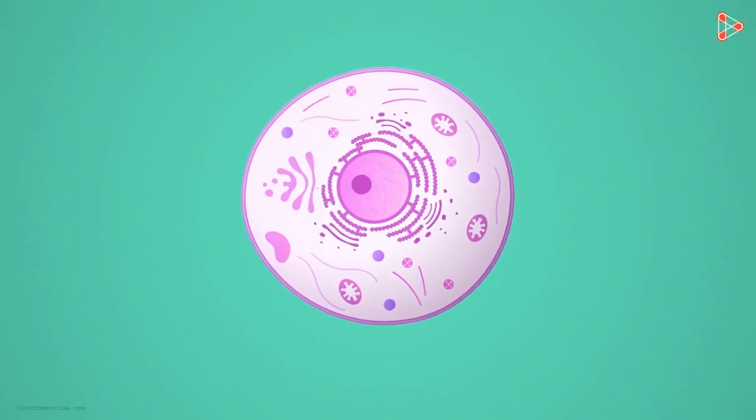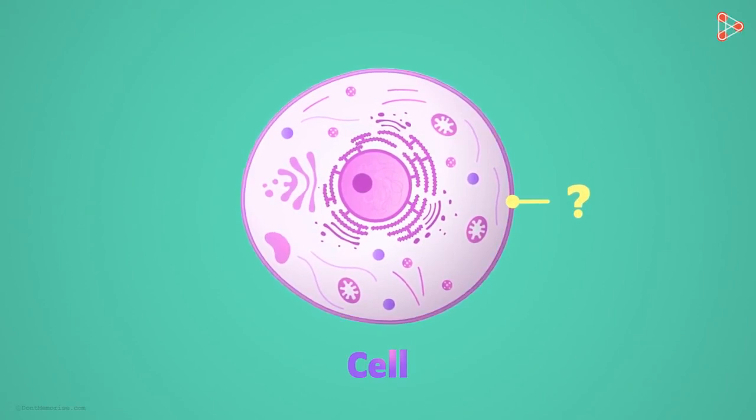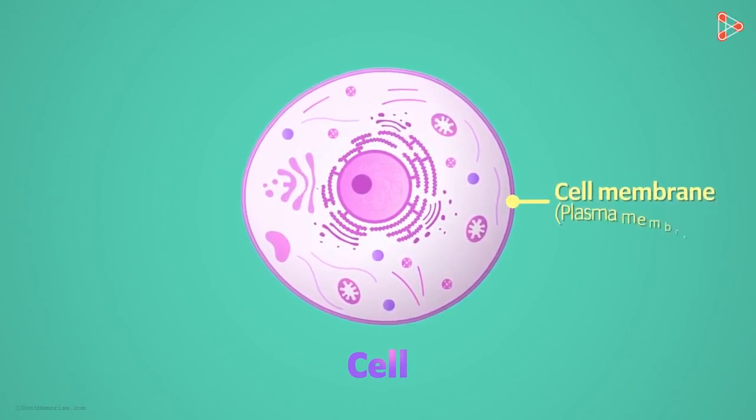Now given this image and asked what exactly this is, I'm sure your answer will be a cell. Now to study this, we need to study every component present within. And not only within, we even need to study the covering, that is, this part in detail. Now can you tell me what exactly this is named as? That's right, it's called the cell membrane or the plasma membrane.